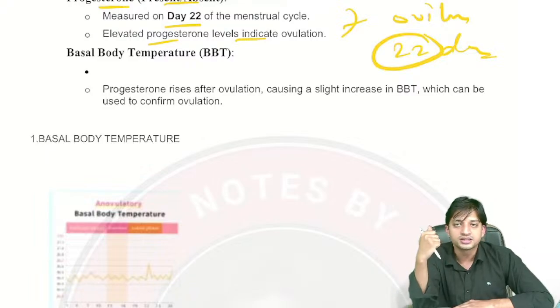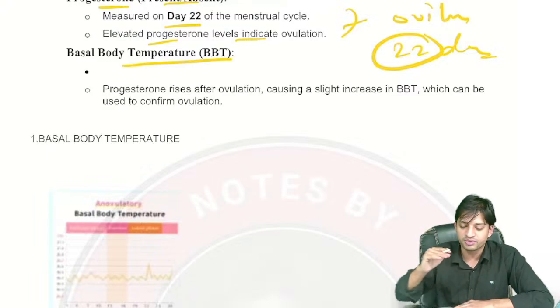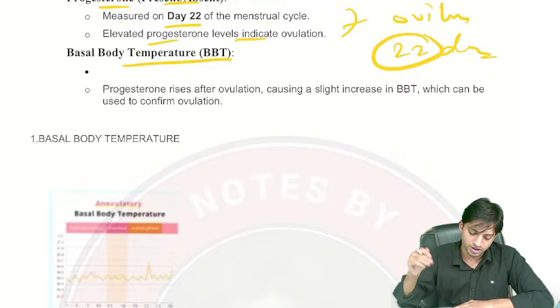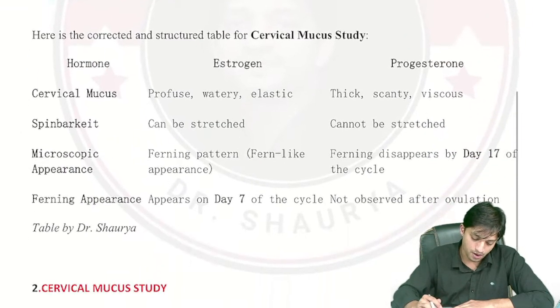First marker. The second marker is basal body temperature. Basal body temperature will rise whenever ovulation takes place. You already know.